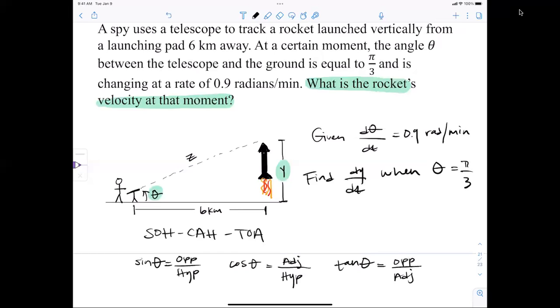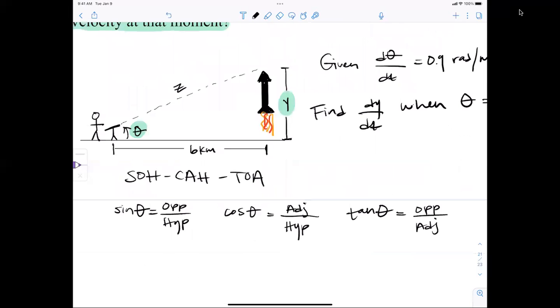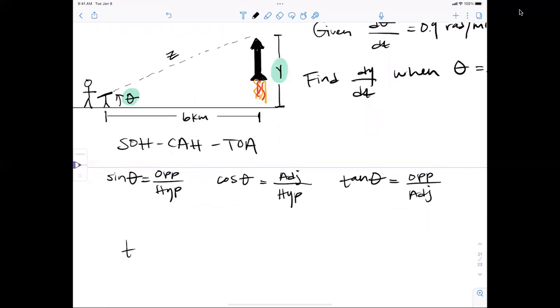So any thoughts on which of these we would want to use to come up with our relationship between y and theta? Well, you mark tan because you know what the adjacent side is. Yeah, we want to use tangent, so we would have tan of theta is equal to the side opposite, which is y, over the side adjacent, which is 6. I need to highlight that. We want to use tangent here.